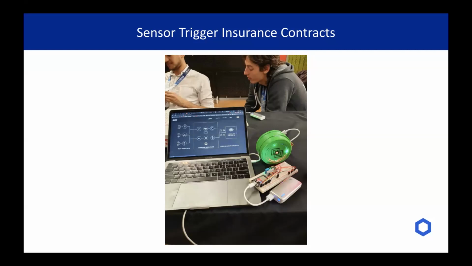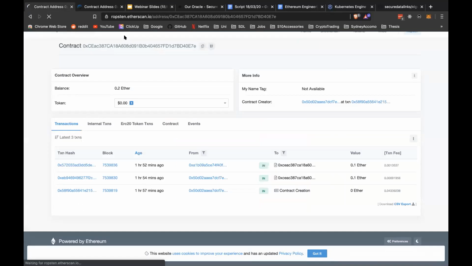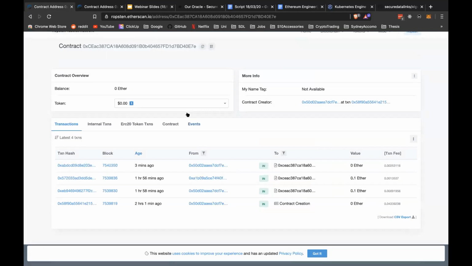I will quickly check if this other transaction has triggered fully. Bear with me. So yes, we can go over that quickly as well then.